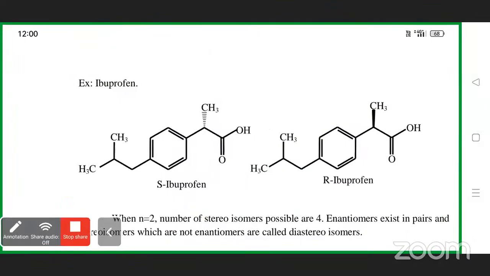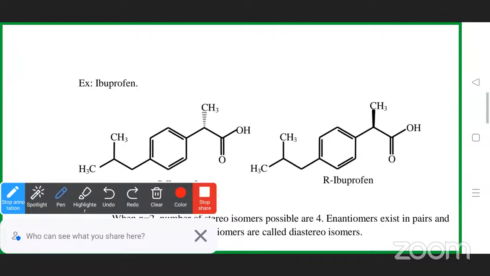In this S ibuprofen and R ibuprofen, how many chiral centers are there? Generally, we can see only one chiral center. This is your chiral center.